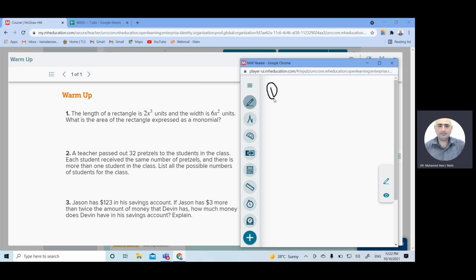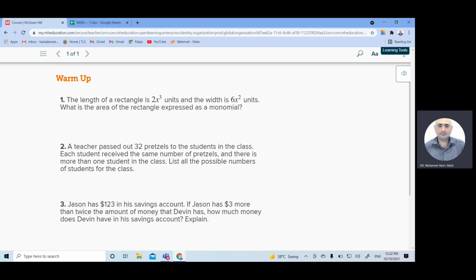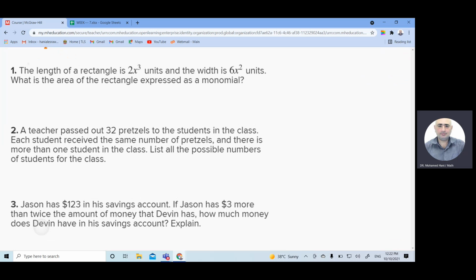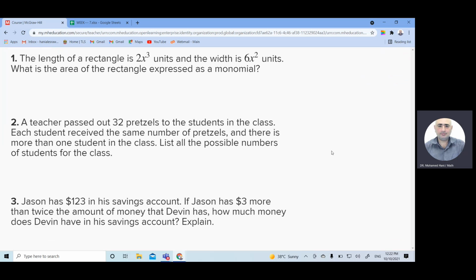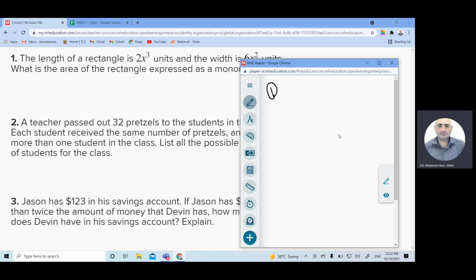Who can read exercise number 1? The length of a rectangle is 2x cubed unit, and the width is 6x squared unit. What is the area of the rectangle? Thank you, Fatima.